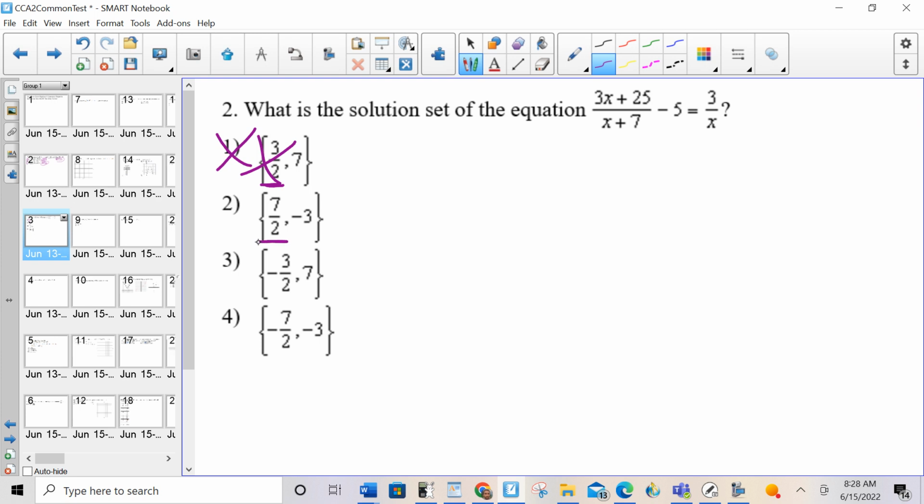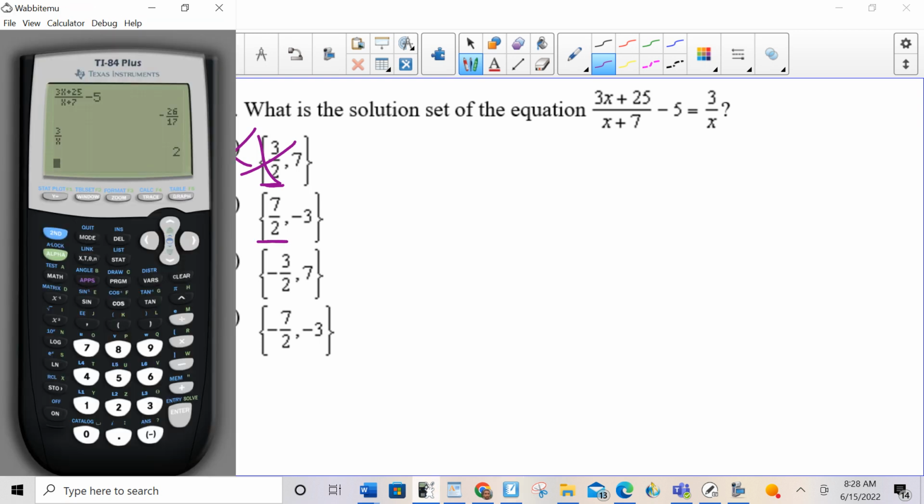Let's try 7 over 2. Alpha y equals enter, 7 over 2, store as x. I can just copy and paste the left-hand side and the right-hand side.